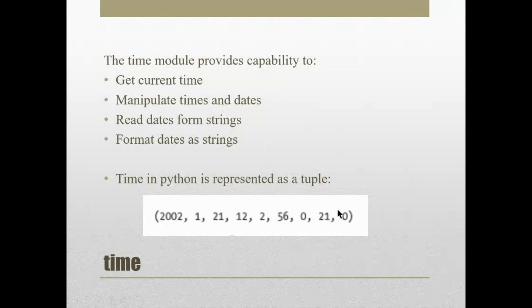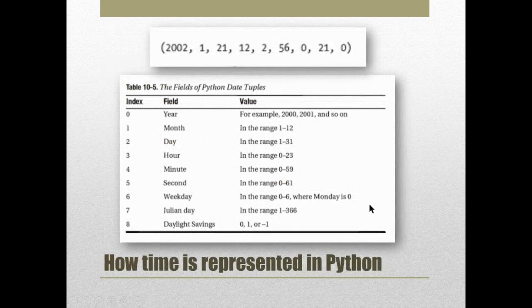Notice that the time library represents time in Python as a time tuple, and it's got these 12 elements. To decode those, there's a table in your book that explains it. The first element is the year, the next is month, day, hour, minutes, and seconds. And then you have an indicator for the weekday, the Julian day, and daylight savings time.